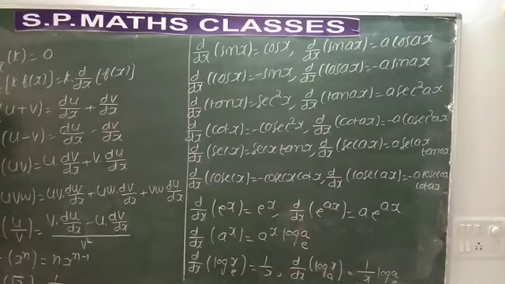This is another important one, d by dx of u by v, the quotient rule. The denominator into derivative of the numerator, minus the numerator into derivative of the denominator, by the denominator the whole square. That is v into du by dx minus u into dv by dx, divided by v square. You know d by dx of x power n is n into x power n minus 1. Derivative of root x is 1 by 2 root x. Derivative of 1 by x is minus 1 by x square.